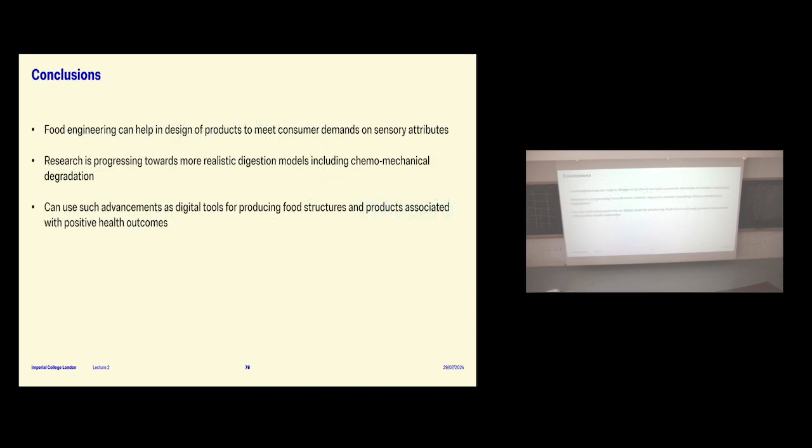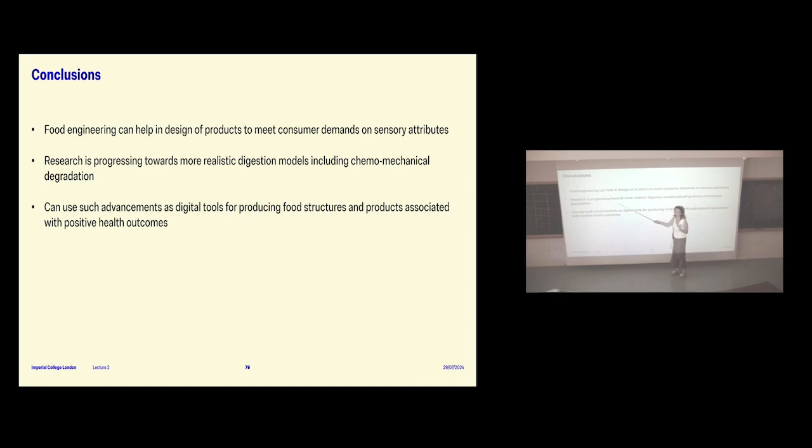Okay, I think this is the end of my slides. So as a conclusion, because I talked about various things, it will be a generic conclusion: you can use engineering to help design products to meet consumer demands, such as making sure people still like them, sweetening them up, for example. I don't know, getting the right signature in sensory tests, but also look at people's health as well, how to design these products such that they're healthier.